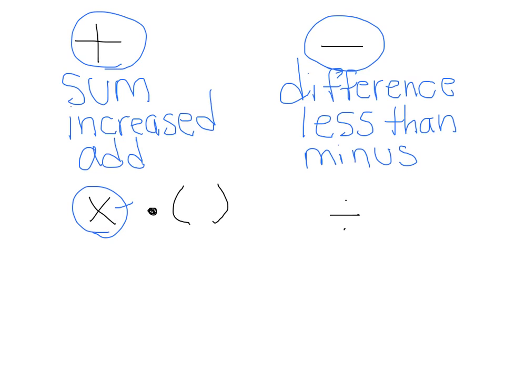Now, words that represent multiplication. Product is the answer to a multiplication problem. The product of 3 and 4 is 12. You can also use the word times. 3 times 4 is 12. We usually use those two, product or times.